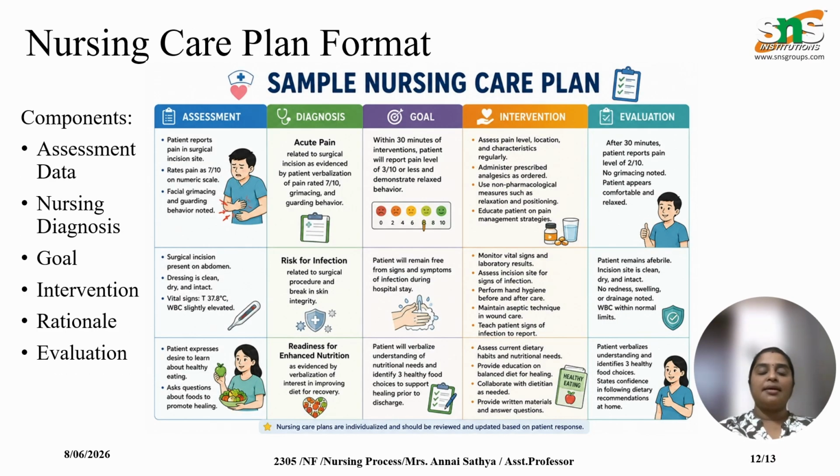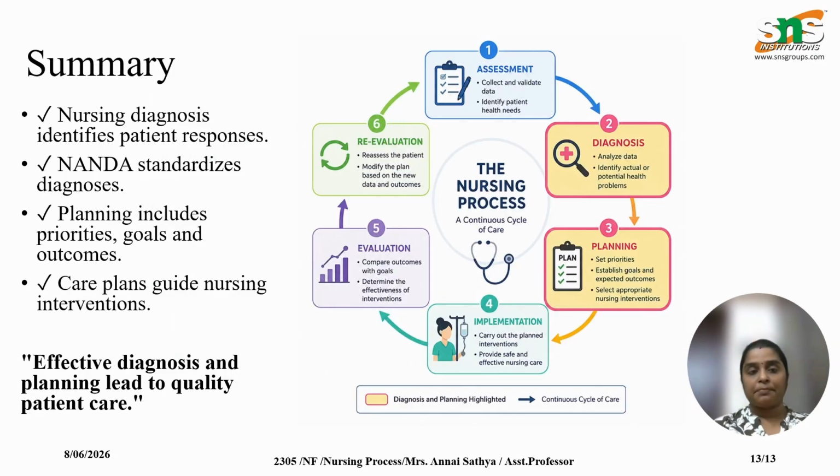Next one is the nursing care plan format. A nursing care plan is a written document that guides patient care. It usually includes the findings from the first phase, that is assessment findings, and then nursing diagnosis, what goals have to be achieved and what has to be planned, and then nursing interventions, scientific rationale, and evaluation. These are the steps to formulate a proper nursing care plan.